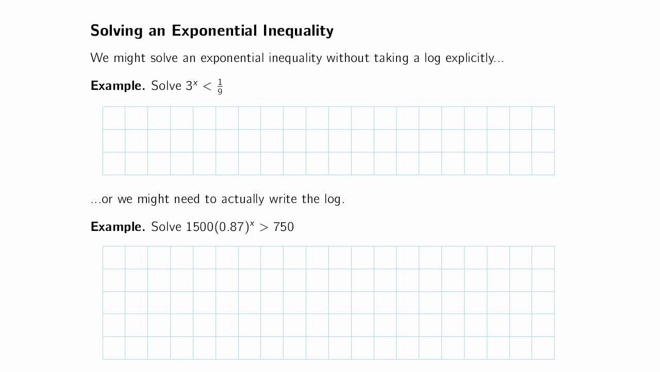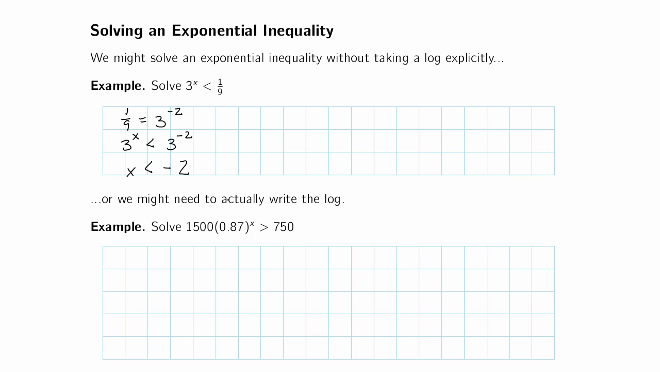Like in this example, we notice that 1/9 is 3 to the negative 2. So this inequality says 3 to the x is less than 3 to the negative 2. And we can jump directly from there to say that x is less than negative 2.